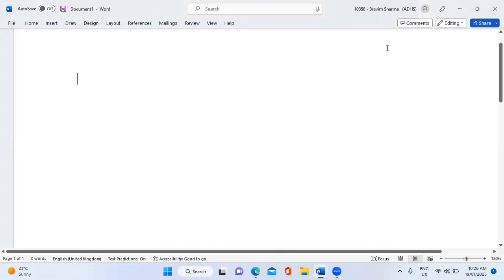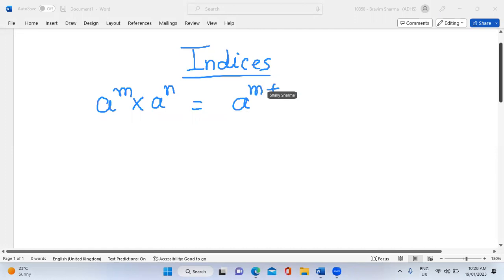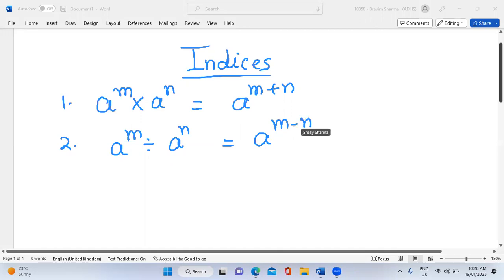Hello everyone. In today's lesson, we will continue our topic, indices. We have already learned about the two index laws. One is the index law of multiplication, which is a to the power m times a to the power n is equal to a to the power of m plus n. And the second law we worked on is a to the power m divided by a raised to the power n is equal to a to the power of m minus n.